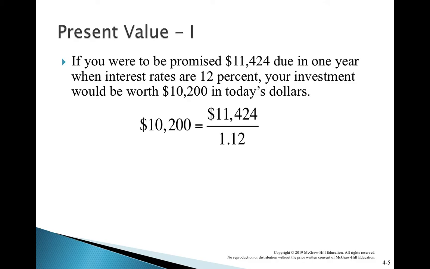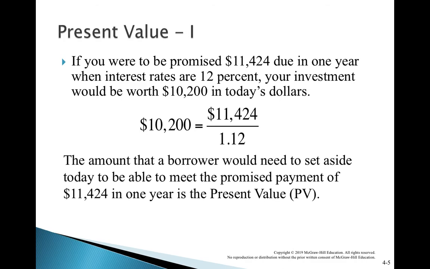11,424 divided by 1.12 is equal to 10,200. The amount that a borrower would need to set aside today to be able to meet a promised payment of 11,424 in 1 year is the present value. So 10,200 is what we need to keep today to get 11,424 at the rate of 12% after 1 year. In this case, 10,200 is the present value, 11,424 is the future value, and 12% is the rate of interest.